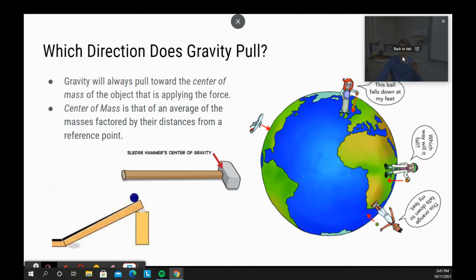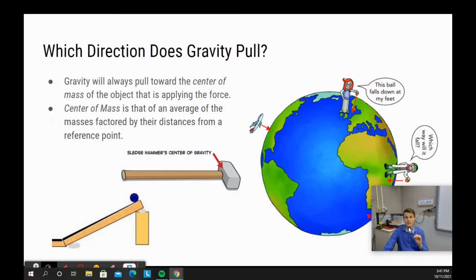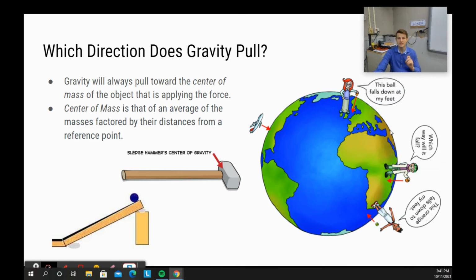So which direction does gravity pull? Because this is a really, really important part, especially when we start looking into our force diagrams. What direction does gravity pull? Gravity always pulls towards the center of mass of the object that is applying the force. So if the Earth is applying the force of gravity on us, if it is pulling on us, we will be pulled towards the center of the Earth. Okay? So not up here, not at the surface level. We're going to be pulled towards the very center of the Earth.